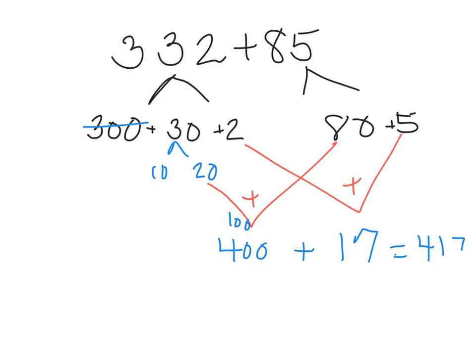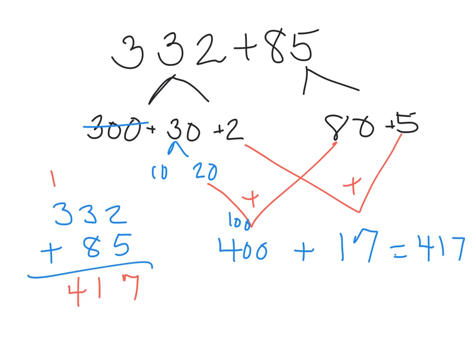Now let's look at the regrouping, or the actual standard algorithm. Well, don't 5 and 2 still make 7? And 8 and 3, well, 8 and 2 make a 10, and one more would be 8 plus 3, so that'd make an 11. And now that I've regrouped, I don't have 300, I have another one, 417.